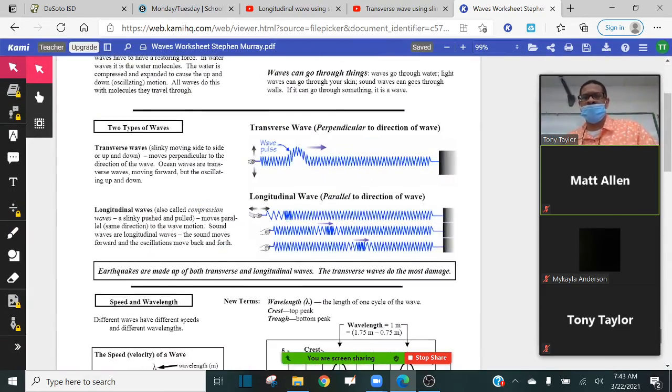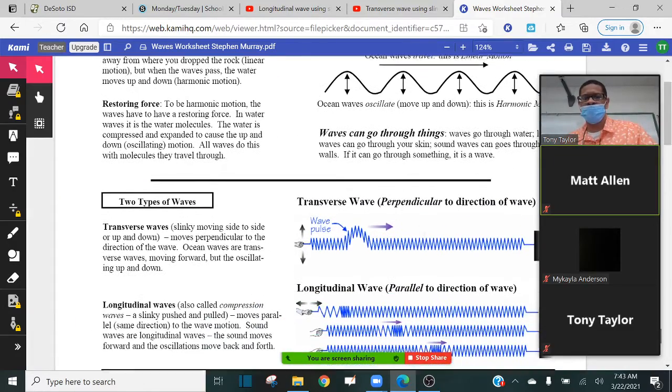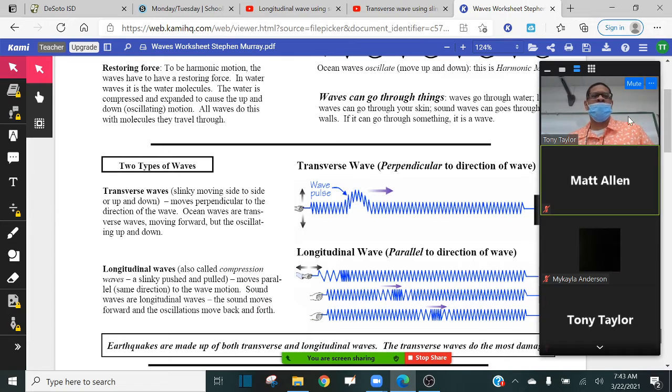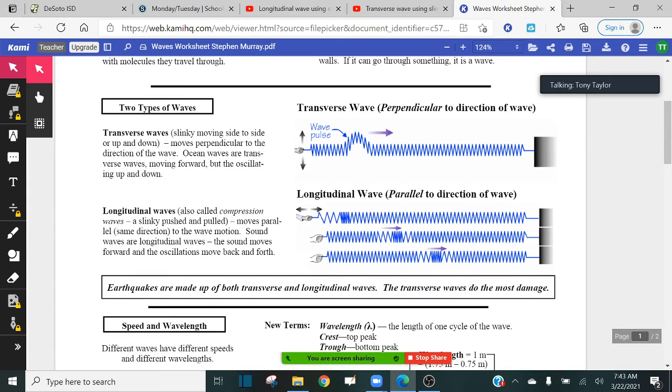Okay, so last time after we reviewed period and frequency, we then talked about 2 different types of waves. We talked about transverse waves and longitudinal waves. I want to remind you guys of the difference between these two.